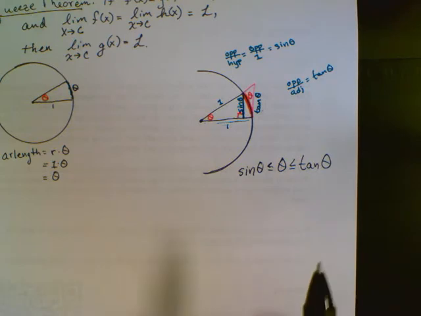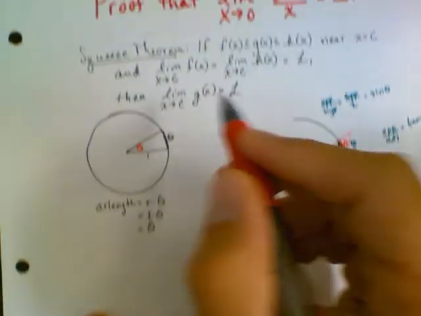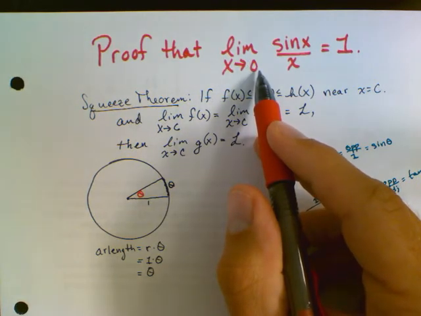So let's take just a minute to talk about one other detail. Typically, when you take a limit as x approaches 0, you'd have to go from the right and from the left.